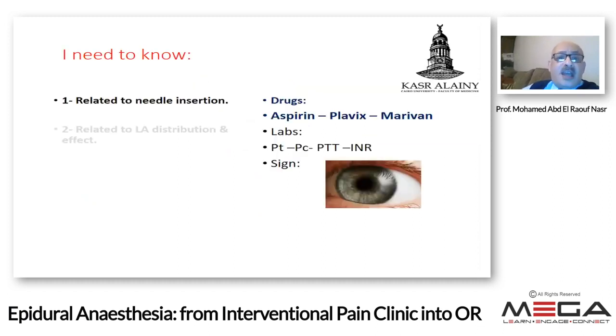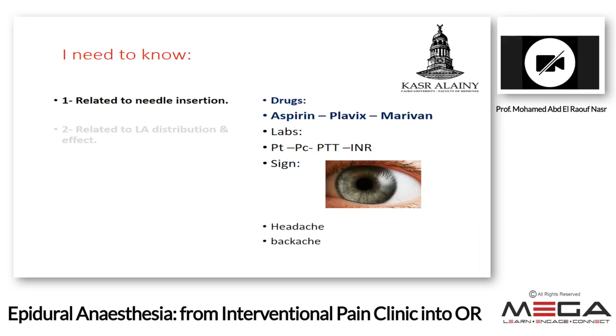If we are thinking about how we can conduct it, a lot of things are needed. We are looking at how to insert our needle safely. We fear the nightmare of epidural hematoma. So we have to ask about drugs like Plavix, warfarin, aspirin. We have to look at the coagulation profile. We have to look for signs of hematoma, especially in the skin. Again, we have to ask the patient about headache and backache, because he might claim that our epidural is the cause of such problems.